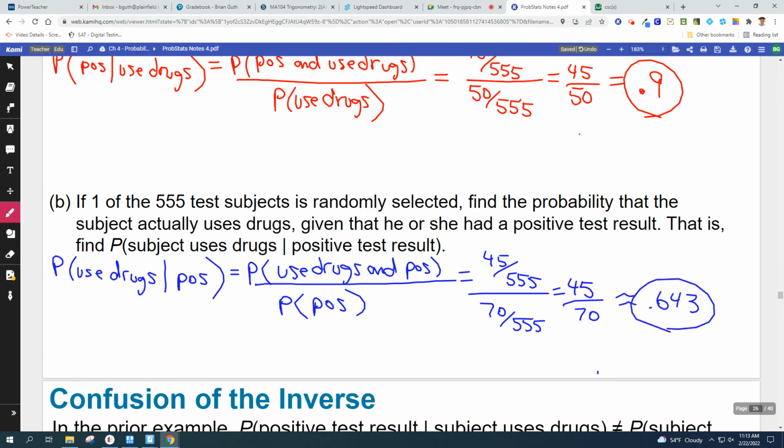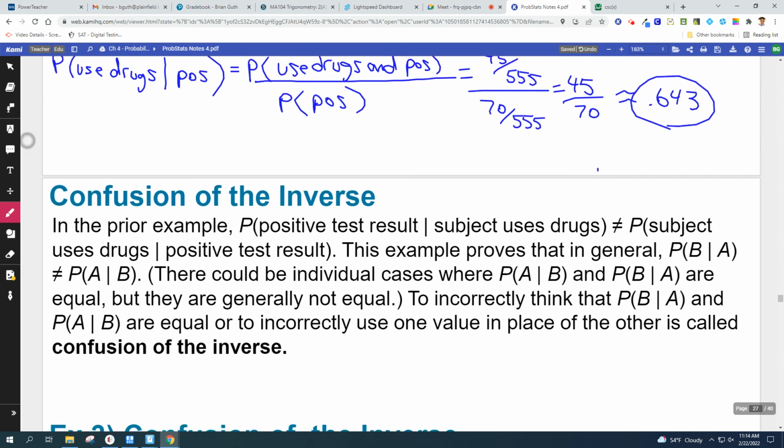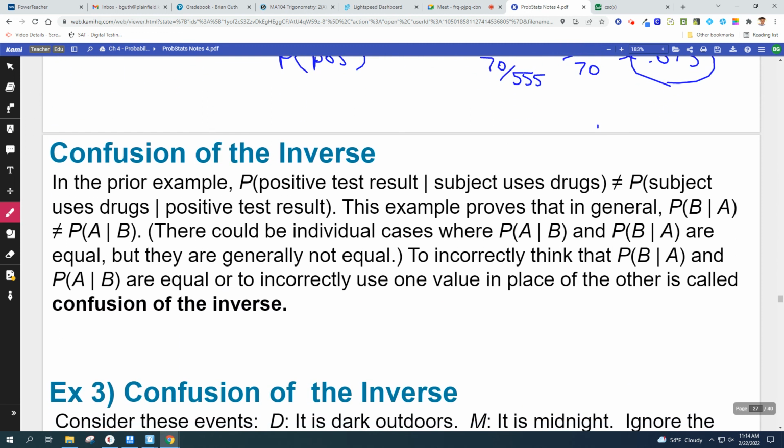Okay. Which leads us to the confusion of the inverse. Basically, those two things weren't the same. Positive given used drugs and used drugs given positive are not the same thing. So that's what this says. In general, probability of B given A is not going to be the same as probability of A given B. It could happen. Occasionally it will happen, but for the most part, in general, those two things are not going to be equal. That's called the confusion of the inverse.